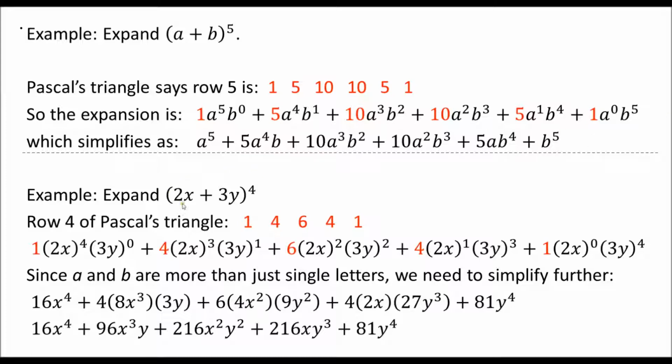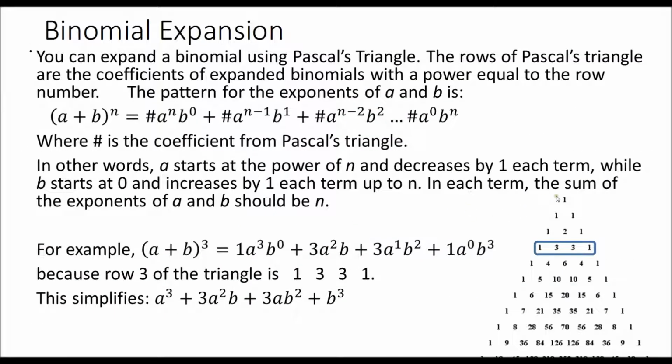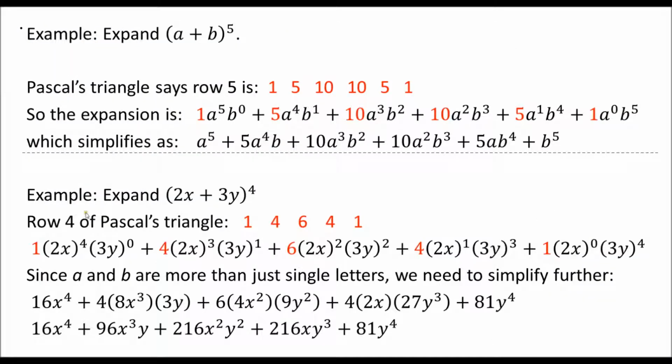So this is saying, let's call A 2x, and B is 3y. So it's actually got a number and it's got a letter. So it's actually a little more complicated. Well, we're still going to do the exact same thing. In this case, it's the 4th power. So if we go to the 4th row of Pascal's triangle, this is what you get. 1, 4, 6, 4, 1. Let's check. 0, 1, 2, 3, 4. Right here, 1, 4, 6, 4, 1. Okay, so those are the coefficients of our terms.